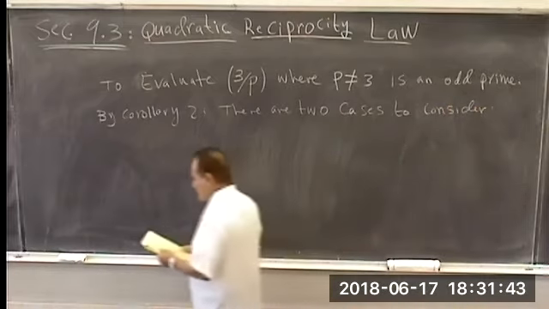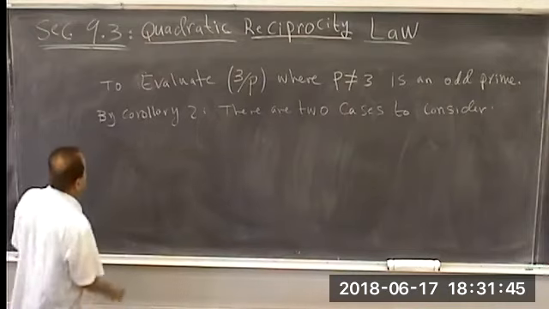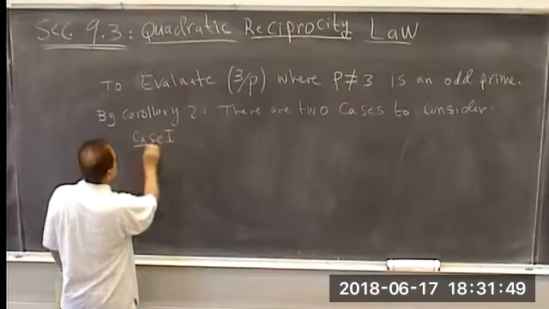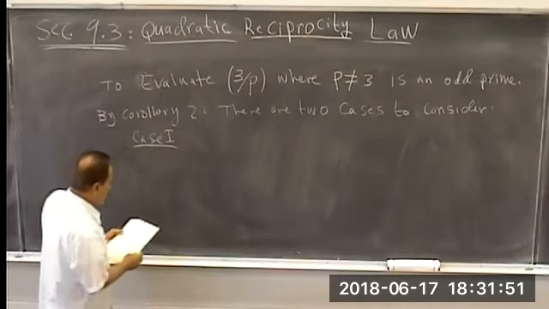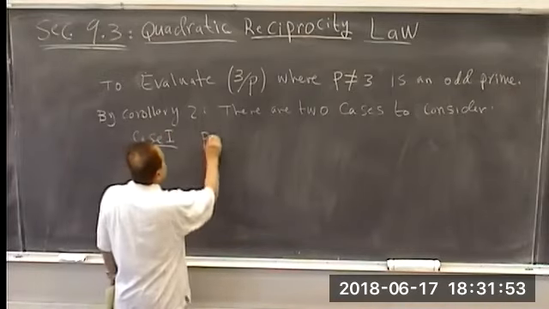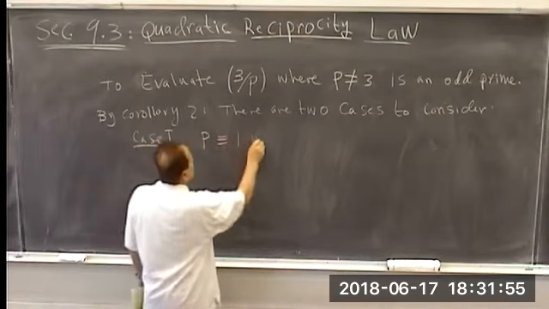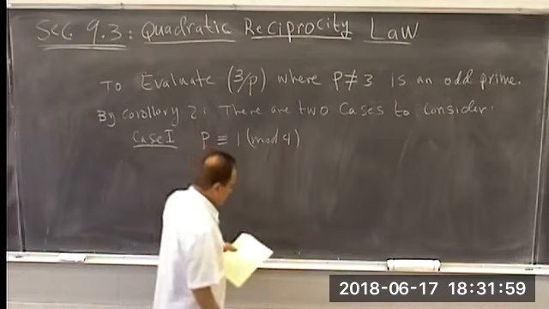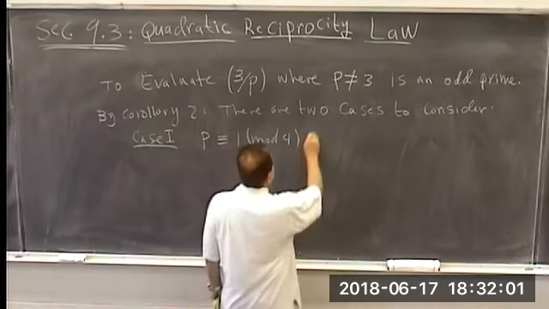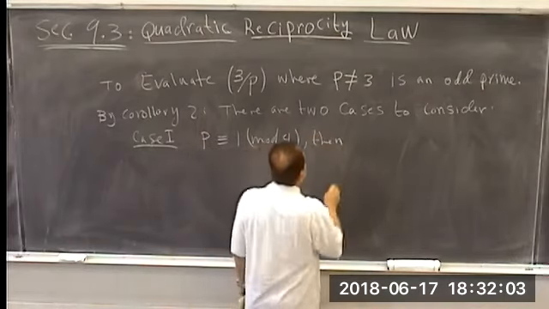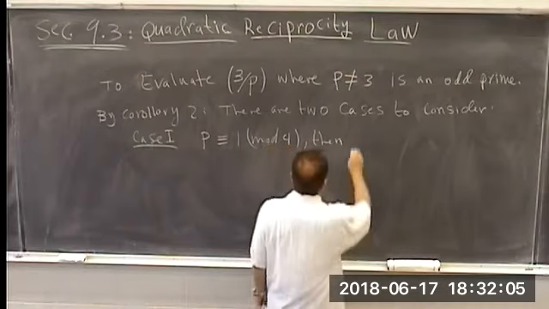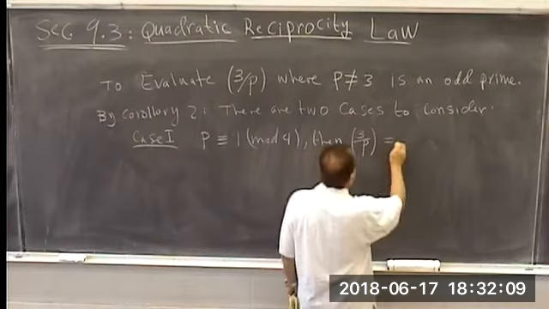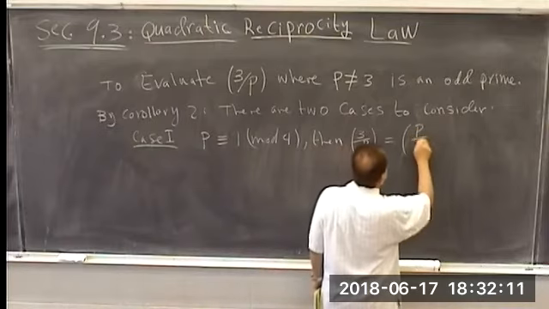Case 1, where we have p is congruent to 1 mod 4. In this case, then we have (3/p) is the same as (p/3).